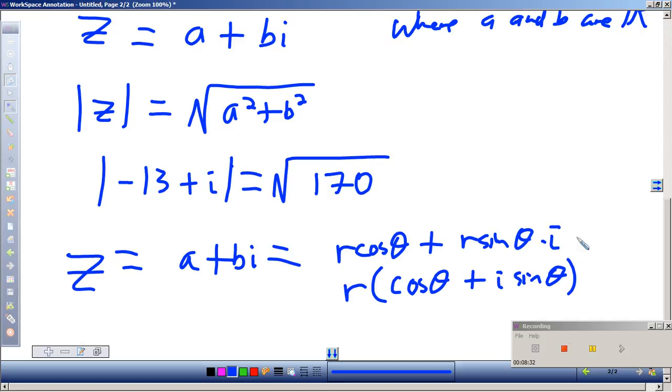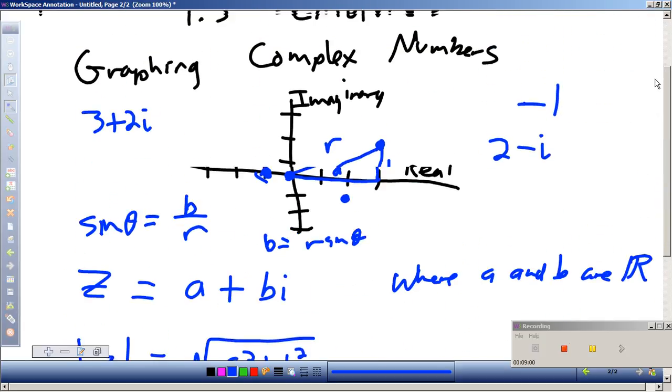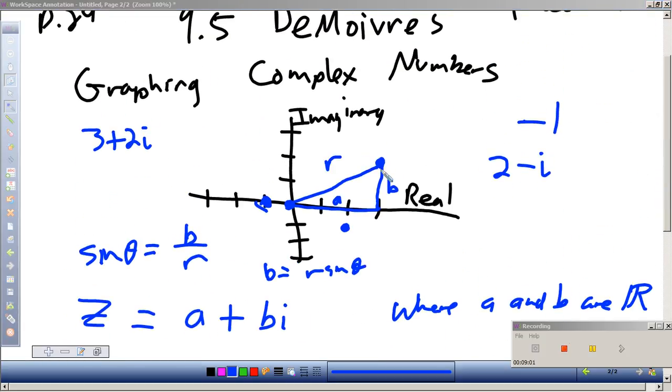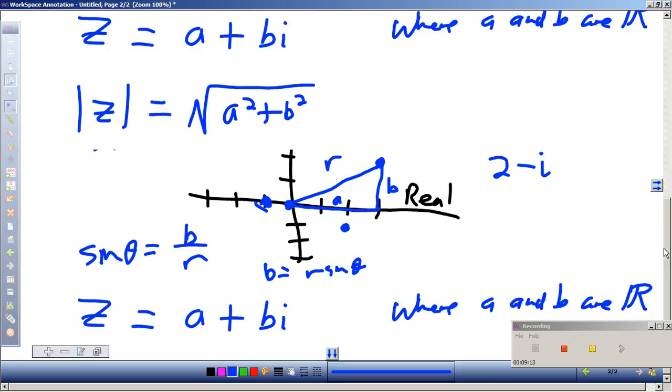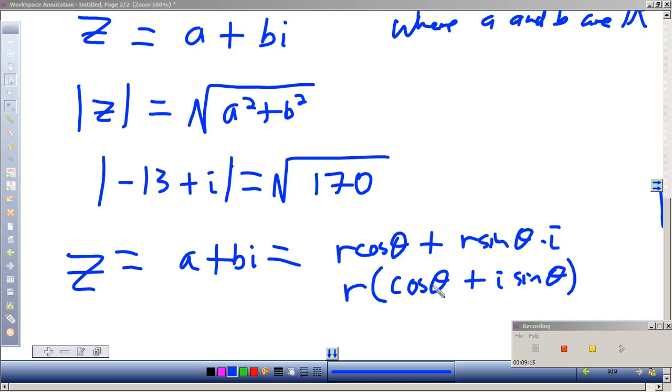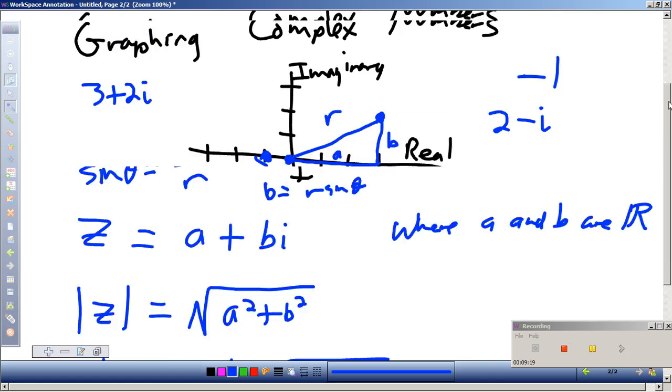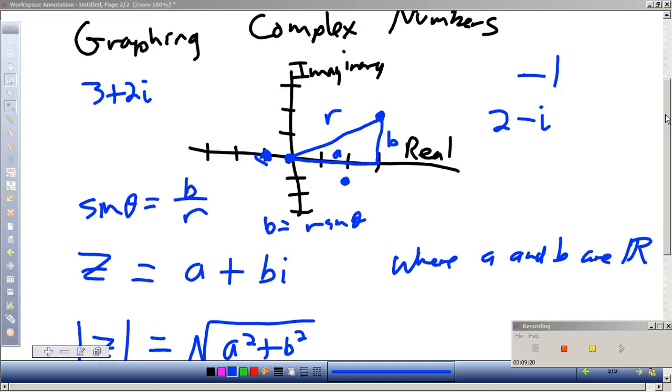So to write it trigonometrically, what information do we need? Okay? So to write this 3 plus 2i trigonometrically, we need r and what? Theta. So how would we get theta? Okay, we'll have to use inverse tangent.